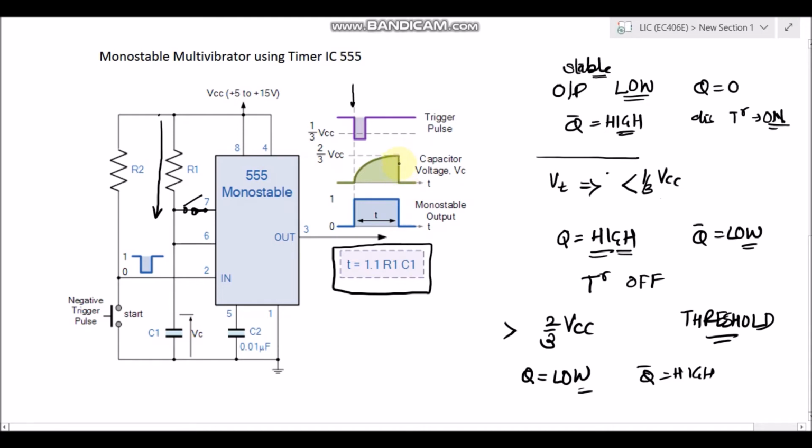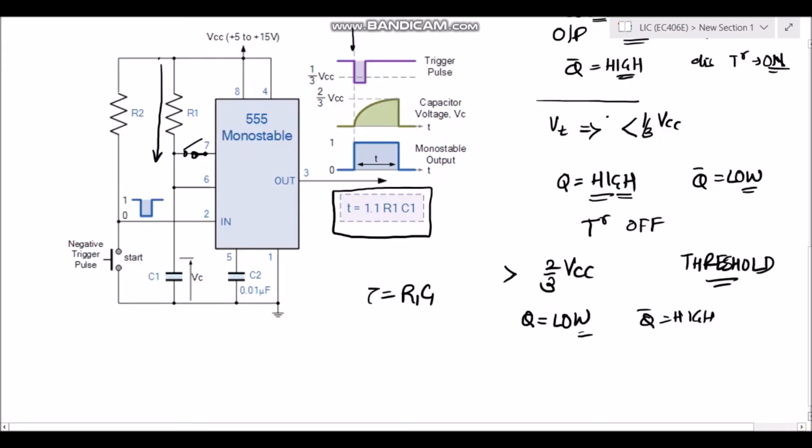So it will be discharged at that instant mainly. Now this charging and discharging depends on the time constant tau, which is coming into that path. So here it is R1 and C1.